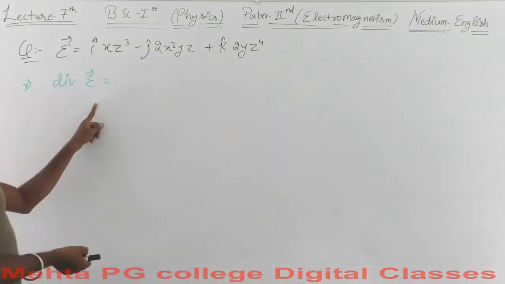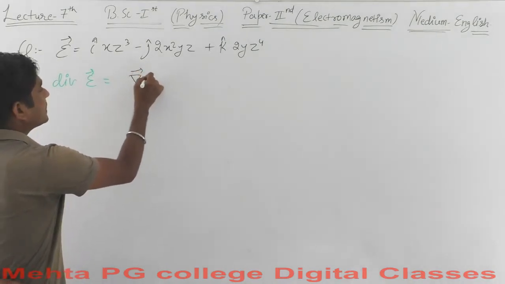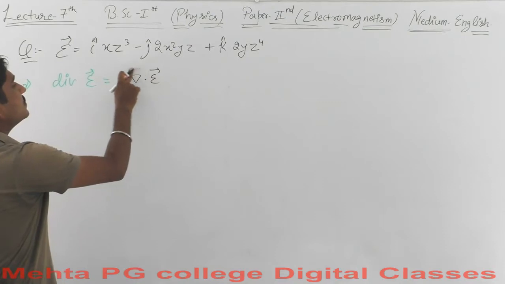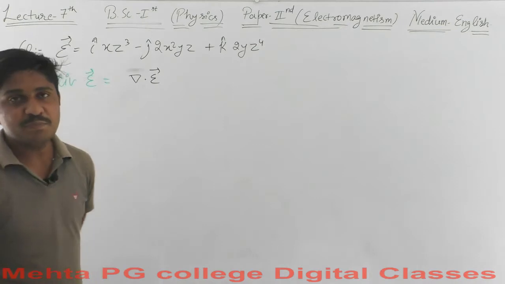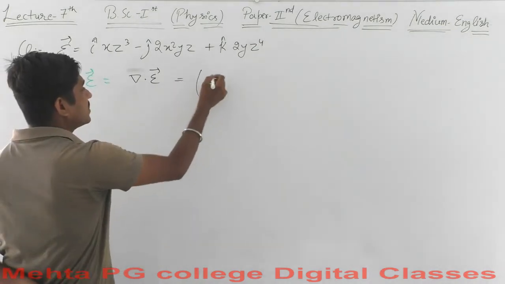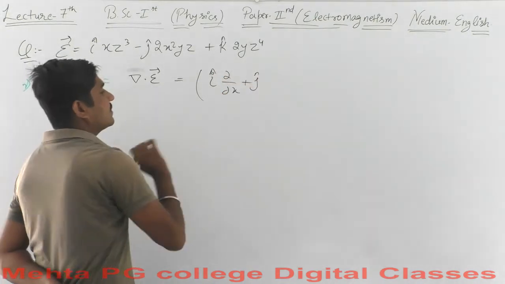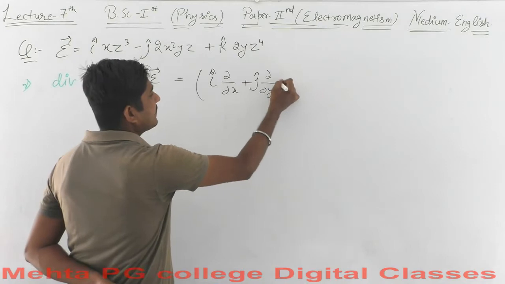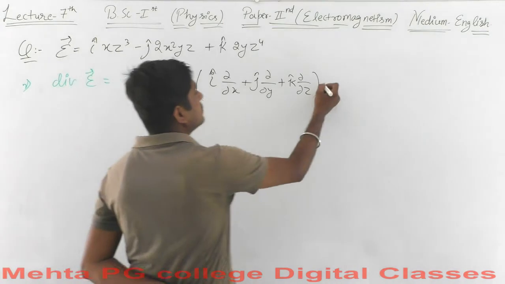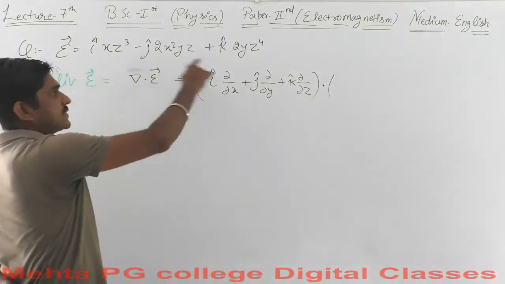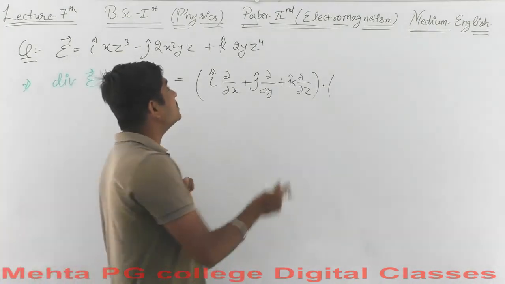Divergence of any vector field is equal to the dot product of the del operator with the electric field. We need not mention the vector sign because it is already understood. So let's start: i cap curly over curly x plus j cap curly over curly y plus k cap curly over curly z dot. This is the vector quantity. We are supposed to write it here, and then we will proceed with our calculation.